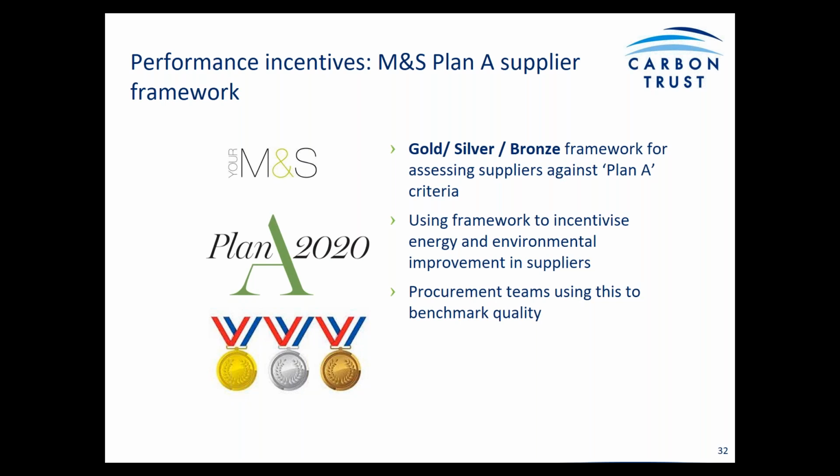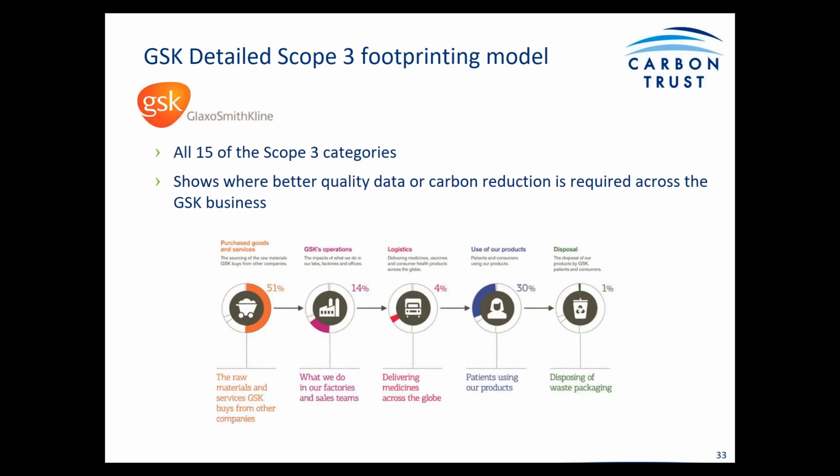Another case study that I'm showing here is the work we did with GSK, the pharmaceutical company. We calculated the Scope 3 footprint for their whole value chain that we can see here in this graph, from purchased goods and services to the end disposal of their product. And this analysis showed that 50% of their value chain emissions are in the upstream supply chain and in their purchased goods and services category.